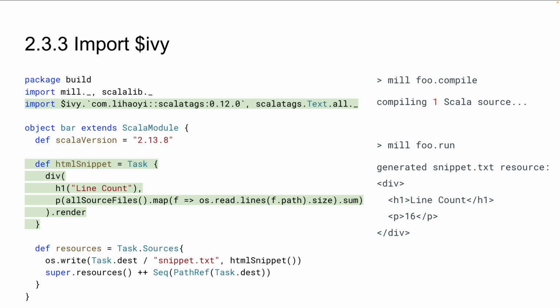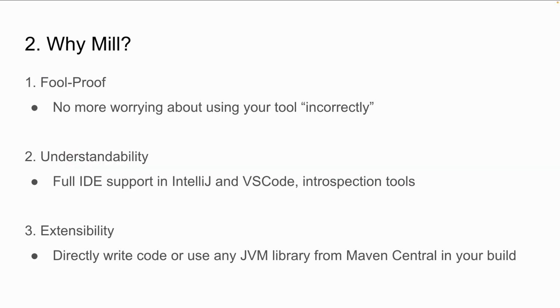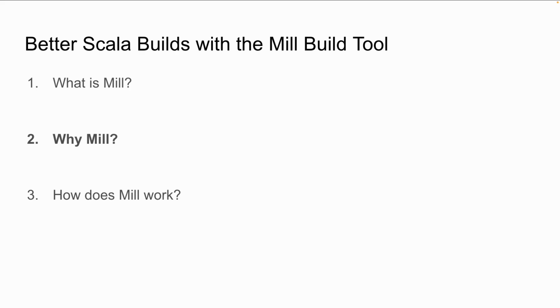Even the things you need to do are not the same as the things some guy on GitHub maintaining a plugin needs to do. It doesn't mean you're stuck. It means you can proceed yourself and just get what you need done. So that's what we need. These are 3 reasons for why Mill: the foolproofness, the understandability, and its extensibility. So lastly, let's talk about how Mill works.